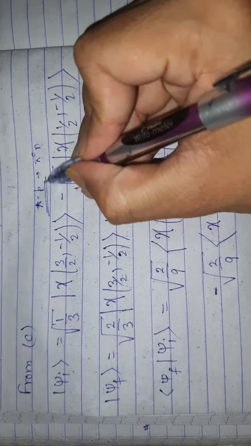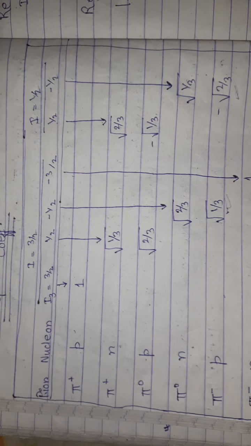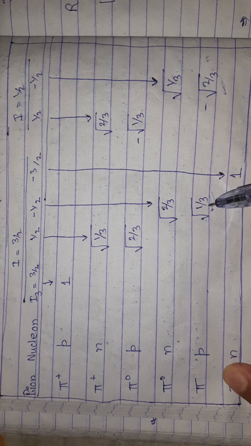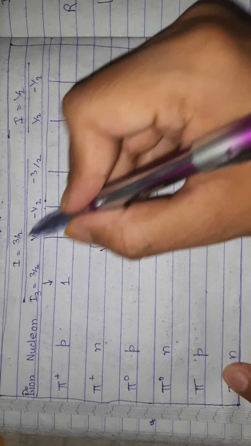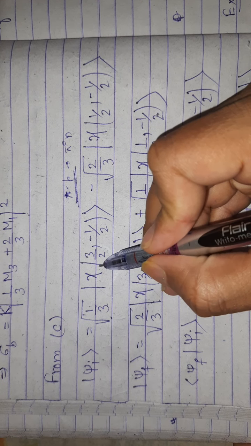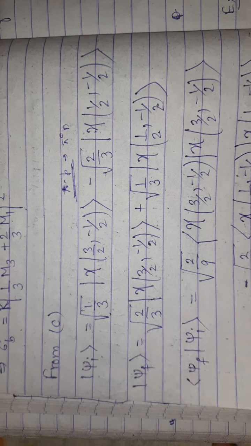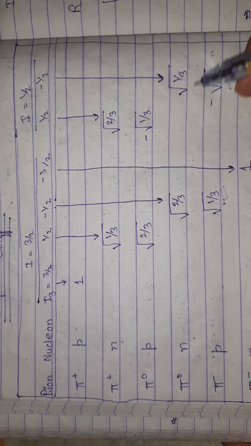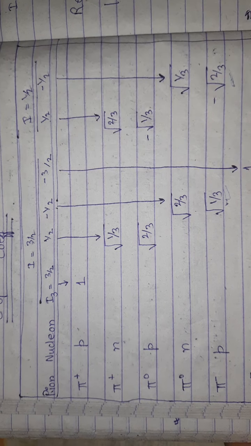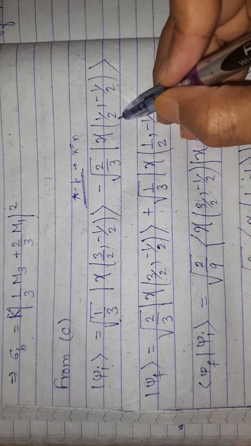Now initially we have pi minus p. So let us see what pi minus p has in store. Here pi minus p has root under 1 by 3 corresponding to minus half and 3 by 2. Also pi minus p has minus root under 2 by 3 corresponding to minus half and half.